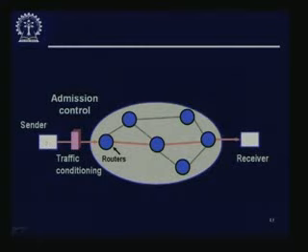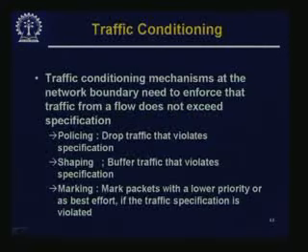Let us say you have a sender here and a receiver here, and these are the intermediate routers. You can do traffic conditioning at the edge of the network. You can also do admission control here or somewhere else. So, these are the different components.